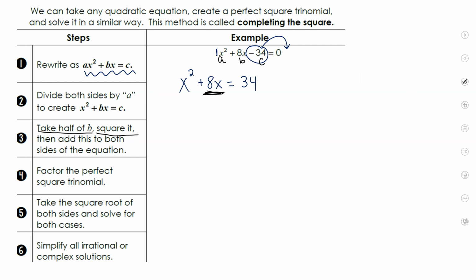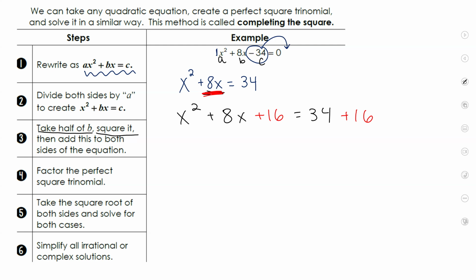16. 4 squared. So we're going to add that to both sides of the equation. So this is x squared plus 8x. We're going to add that to both sides of the equation. So plus 16, plus 16. Do you guys see what we did? That was step 3. Take half of b, which is 4, square it, which is 16, put it on both sides of the equation. That's what this step says, step number 3.